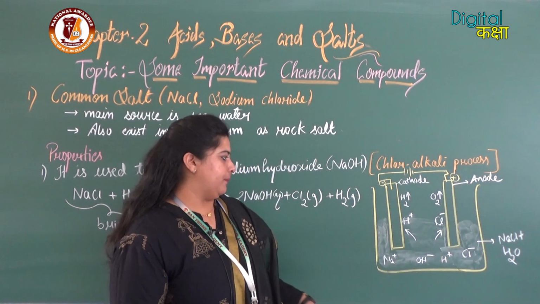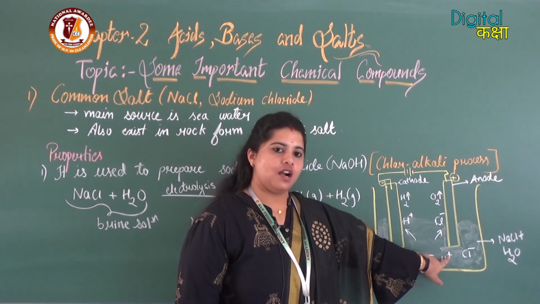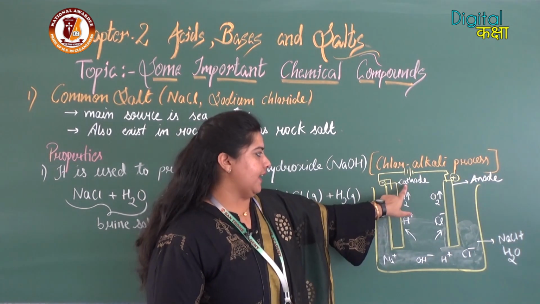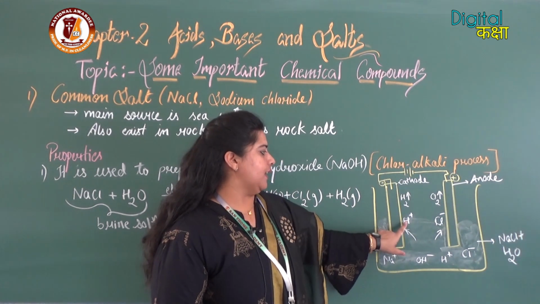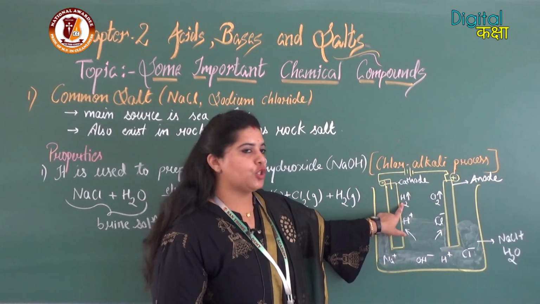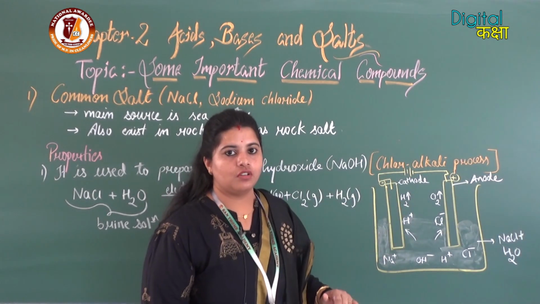Now what will happen? All the H plus ions, since they are positively charged, will move towards the negative electrode, that is the cathode. When these H plus ions move towards the cathode, they get the electron from the cathode and form H2, that is hydrogen gas, and it moves out of the solution.